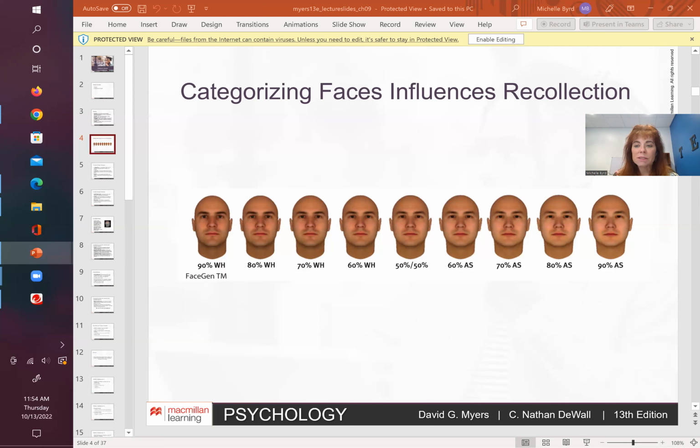Also, and I don't think this is mentioned as much in our text, folks tend to recognize other people of their own nationality more so than they do people of other nationalities. And not quite sure why that is, but it is.